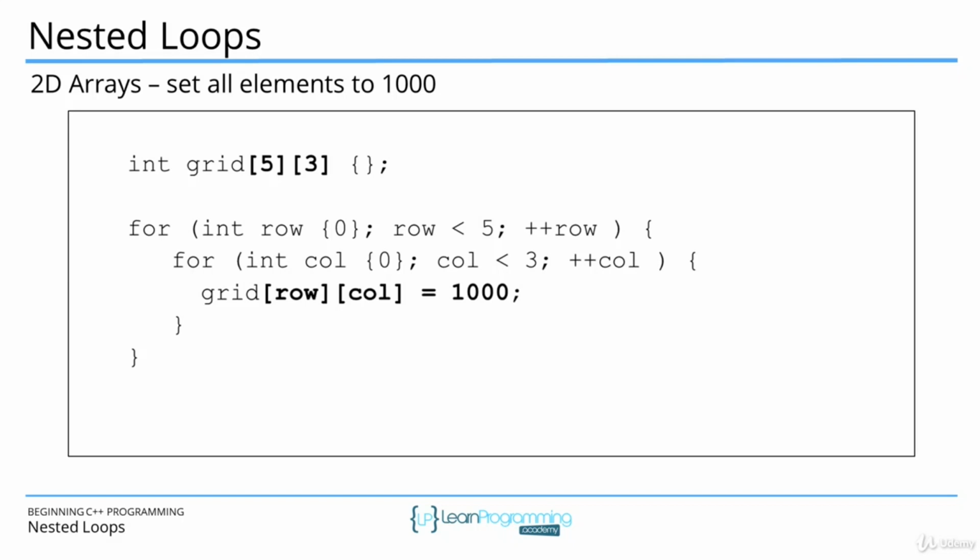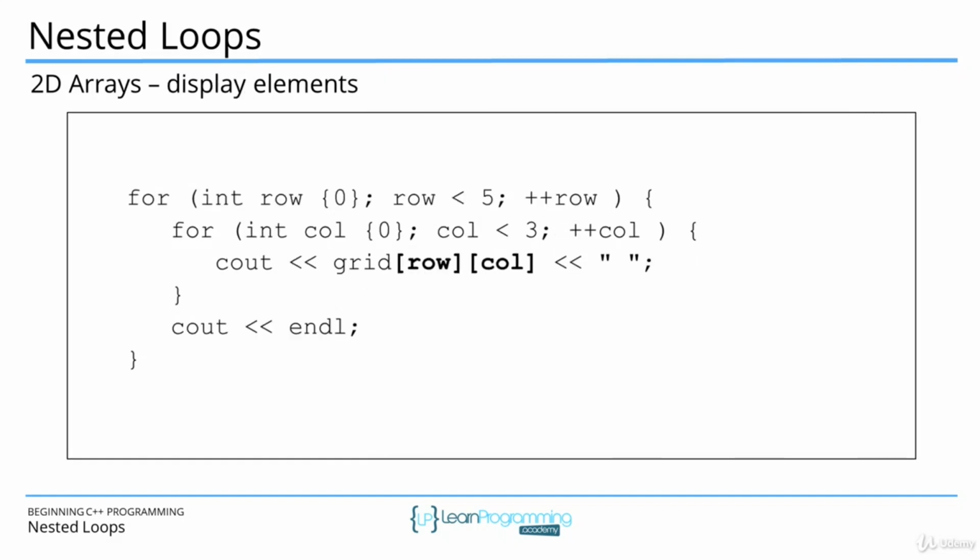Now that we've initialized the grid values to 1,000, we can use a similar nested loop to display the values. In this example, we're assuming the grid has been initialized as in the previous slide. At each iteration of the inner loop, we display the element at grid sub-row sub-column followed by a space. So we're displaying these elements across the screen. When we complete the inner loop, we print a new line and then execute the outer loop again. You can see the pattern is the same as with initialization. This is a very common pattern for working with multidimensional structures.